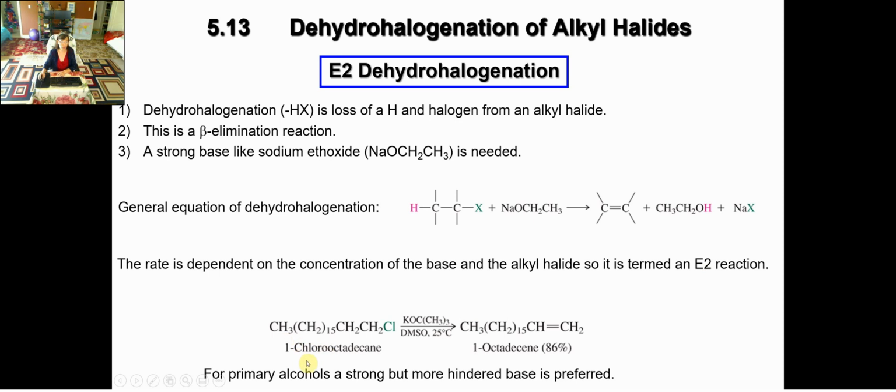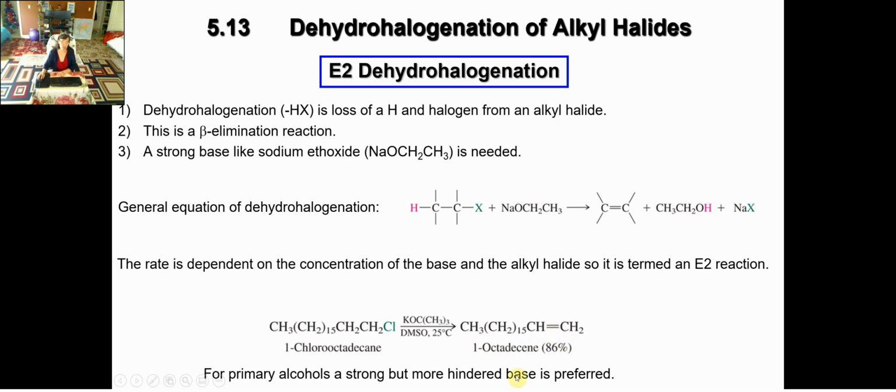For example, if I have this 1-chloro-octadecane, so you have a total of 20 different carbons. So what's going to happen? You use potassium alkoxide with DMSO as a solvent, at room temperature. The reaction will produce the octadecene.